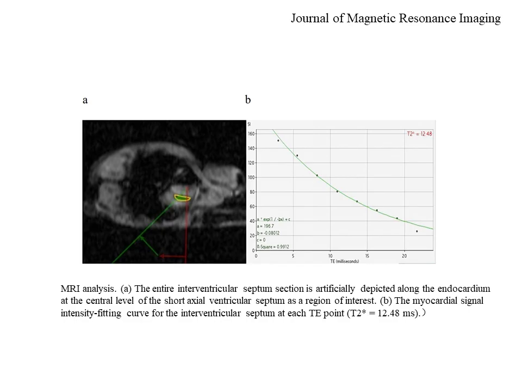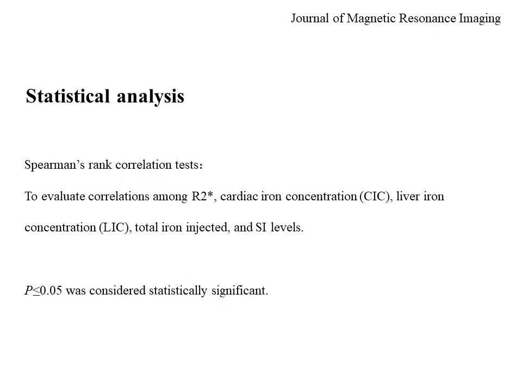As shown in the slide, A: the entire interventricular septum section delineated along the endocardium at the mid-short axis level. B: myocardial signal intensity fitting curve for the interventricular septum at each TE point, T2* equals 12.48 millisecond.